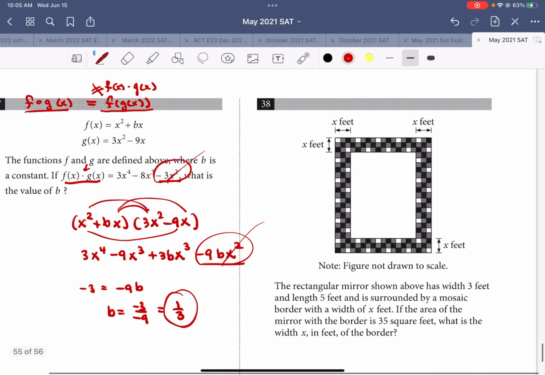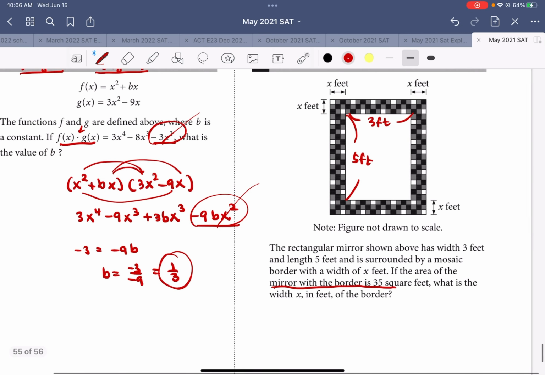Now, number 38. The rectangular mirror shown has a width of 3 feet and a length of 5 feet. It's surrounded by a mosaic border with width x feet. Okay, so 3 feet right here in the middle portion, and this one 5 feet. And it's surrounded by the mosaic decoration border, and the area of the mirror with the border is 35. So what is x?